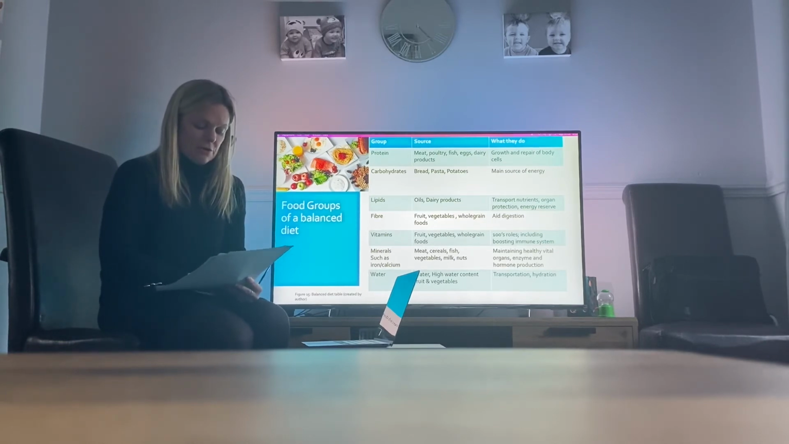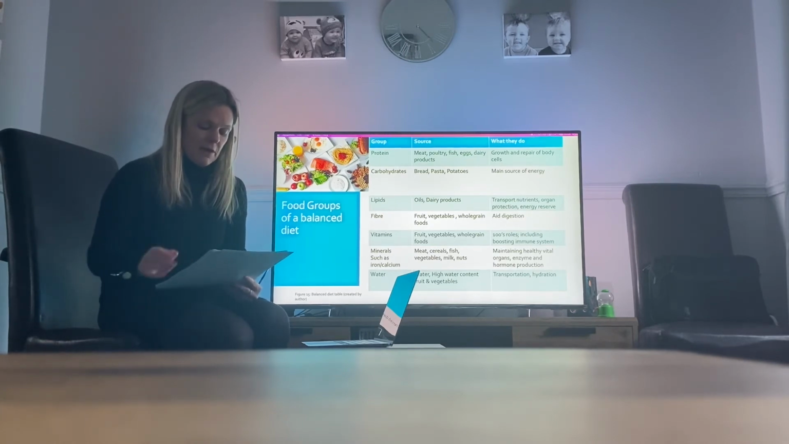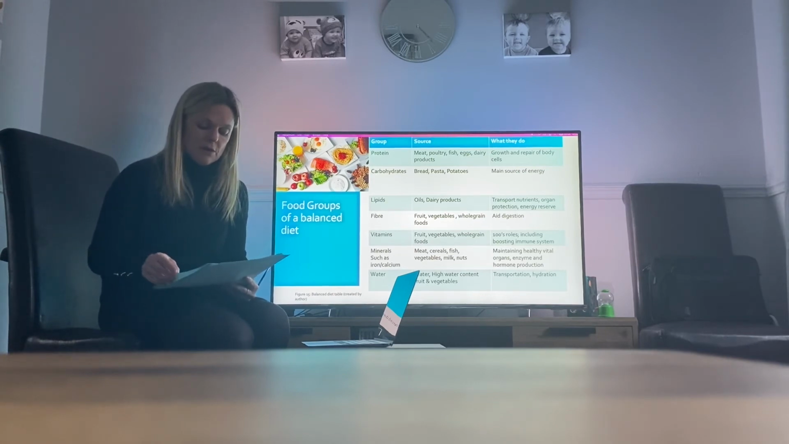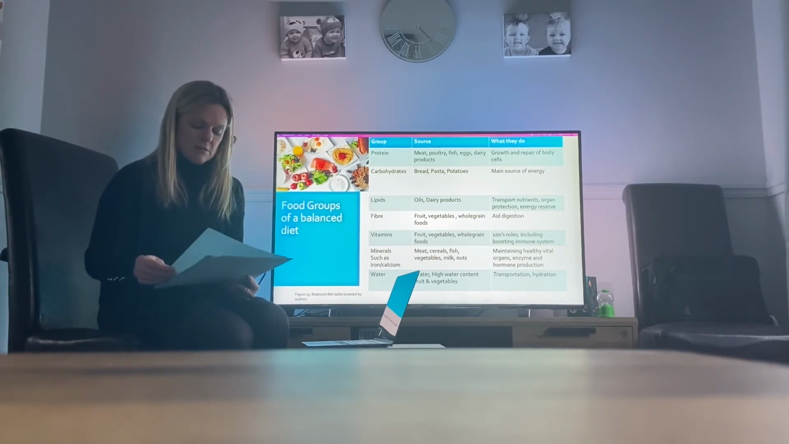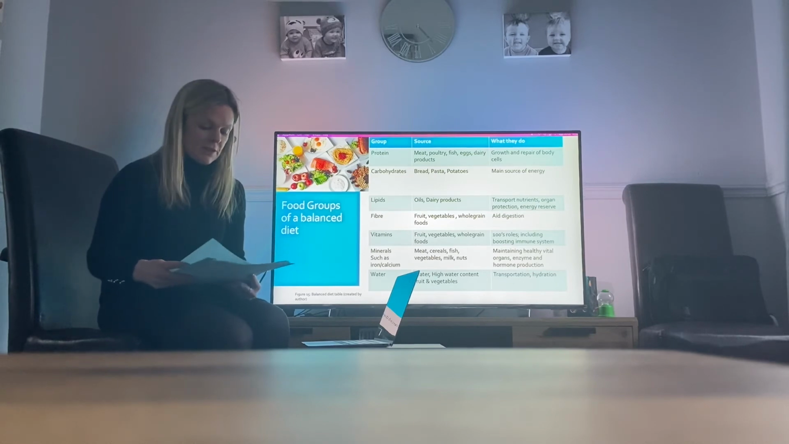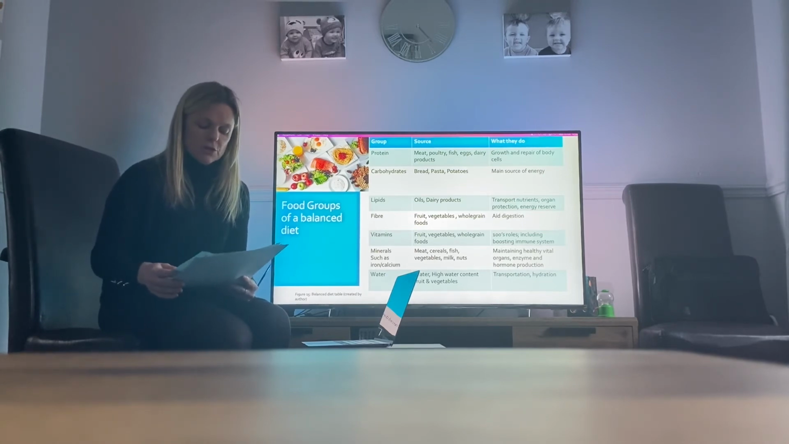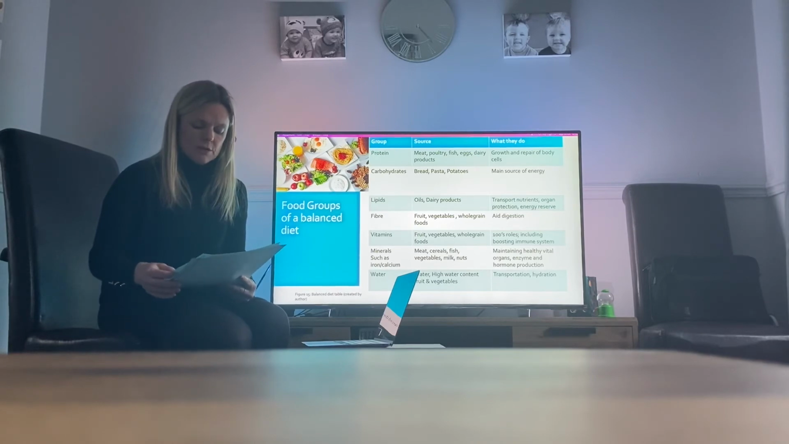Firstly, macronutrients, which are needed by the body in larger quantities. Protein can be found in meat, fish, poultry, eggs and dairy products and is important for growth and cell repair. Carbohydrates are found in things like bread, pasta and potatoes. They are the main source of energy for the body. Lipids, also known as fats, can be found in things such as oils and dairy products. They act as an energy reserve and serve to cushion and protect vital organs and transport fat-soluble nutrients.